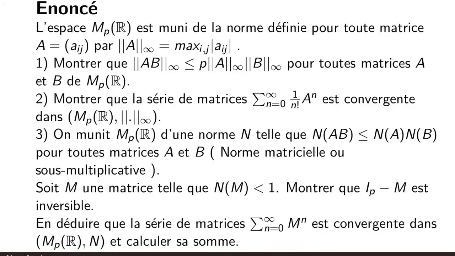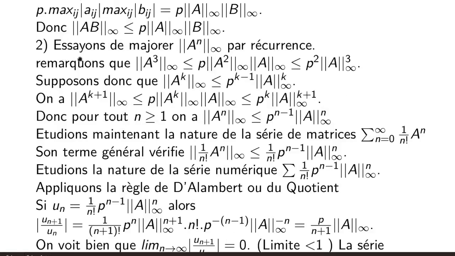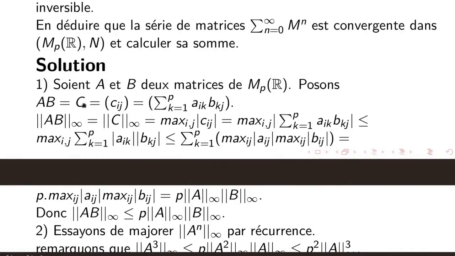Let's call this product C. We will therefore set AB equal to C, or c_ij. We know that c_ij is equal to the sum from k equals 1 to P of a_ik b_kj. This is the product of matrices A and B. Thus, the infinity norm of the product AB corresponds to the infinity norm of C. By definition, it is the max over i,j of the absolute value of c_ij, or the max over i,j of the absolute value of the sum from k equals 1 to P of a_ik b_kj.